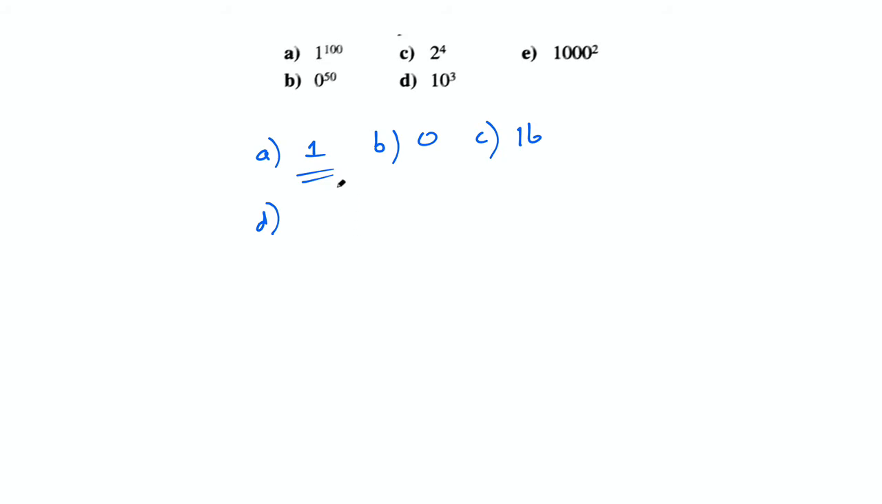For D, 10 cubed, right? If you multiply 10 to any number, all you do is add a 0 at the end. So here we have 3 10s multiplying together, so we add 3 zeros to 1.